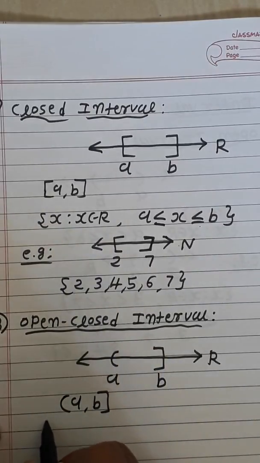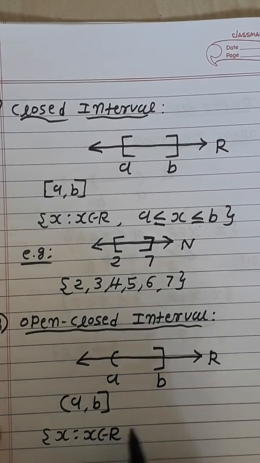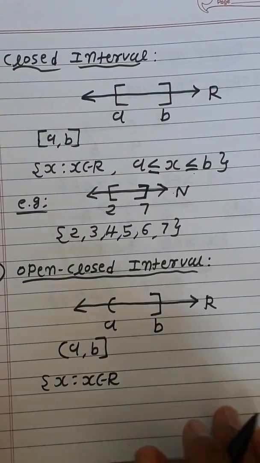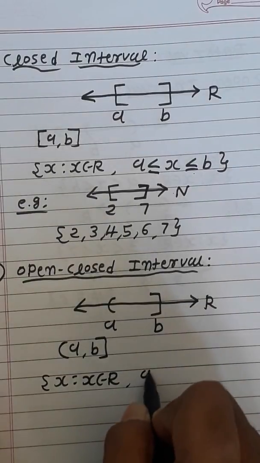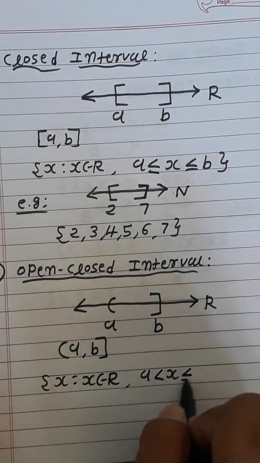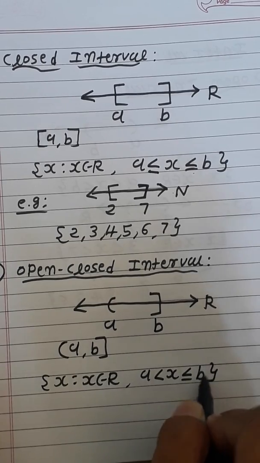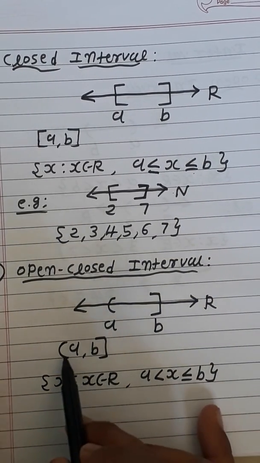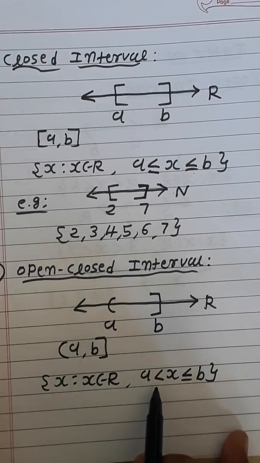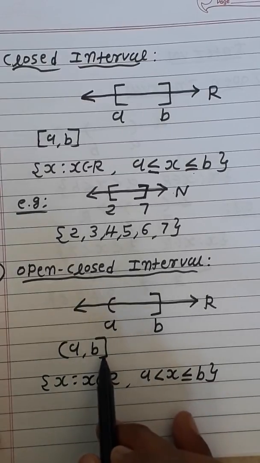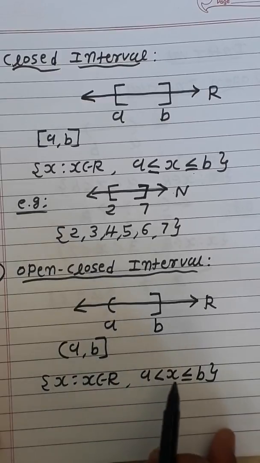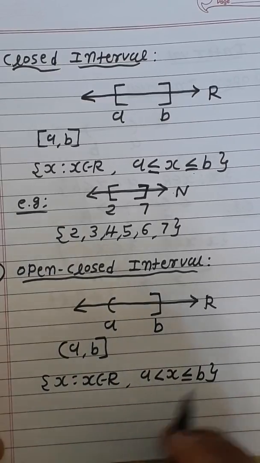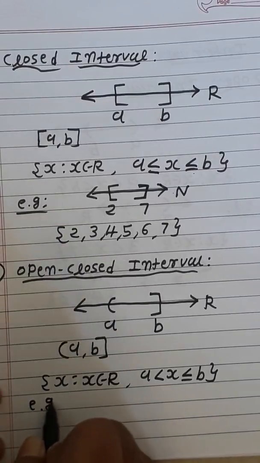Now in set builder form we write {x : x belongs to R, A less than x less than or equal to B}. Because in the open form the small bracket is present, we represent it as strictly less than, and here the closed form is present, so we write less than or equal to. Now again we can take one example.